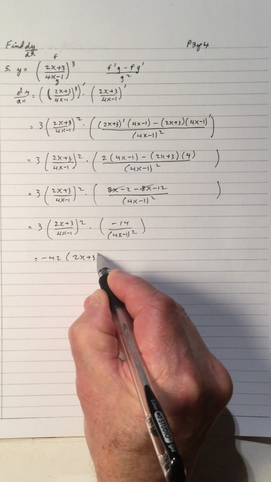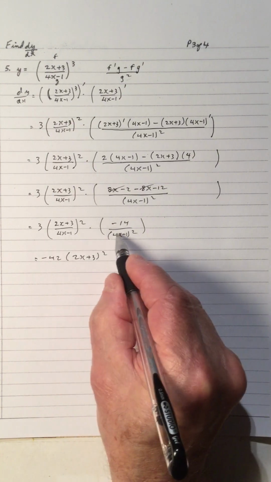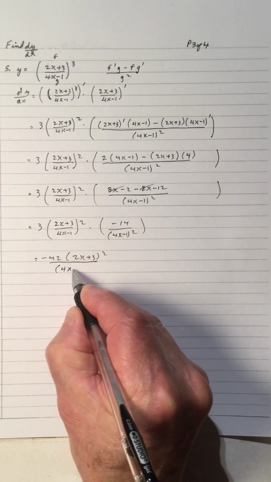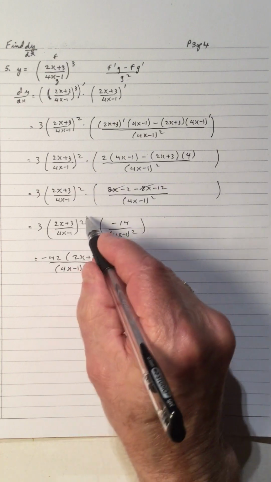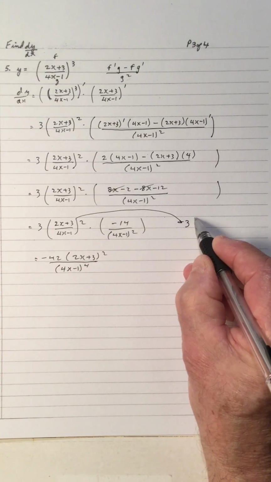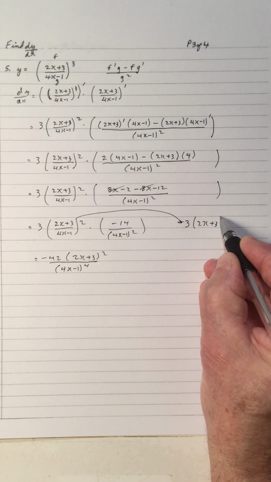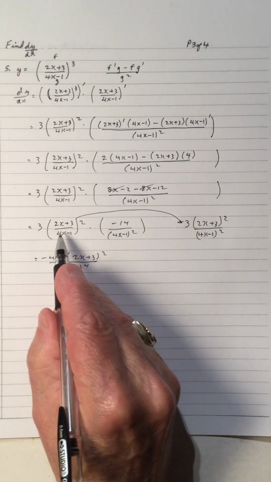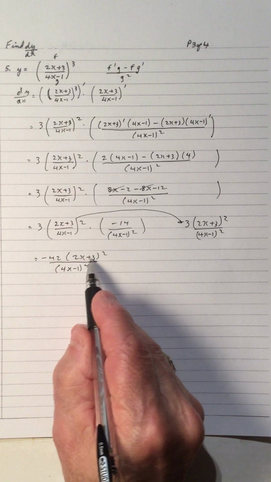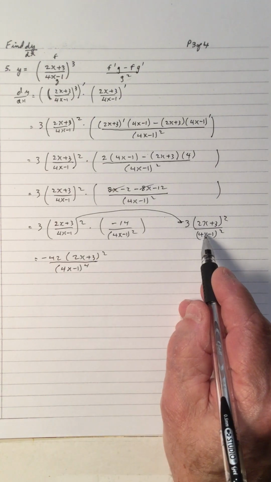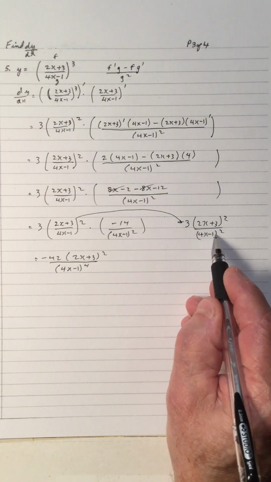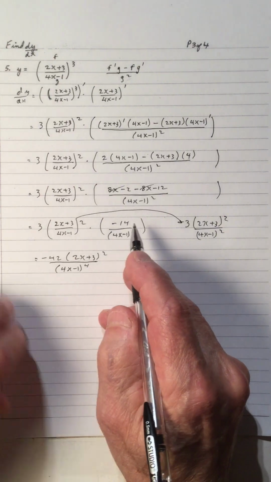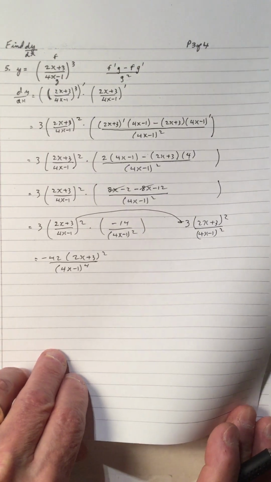2x plus 3 squared. Notice this is a square here and this is a square here. So that becomes 4x minus 1 to the 4th. Again, just to remind you, this is 3, 2x plus 3 squared all over 4x minus 1 squared. There it is. So 2x plus 3 squared is right here, 4x minus 1 squared is here. So that one, times this one, you're multiplying two together, so you add the exponents and get a 4th.